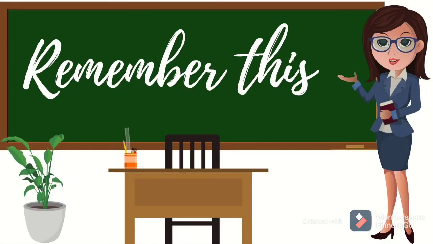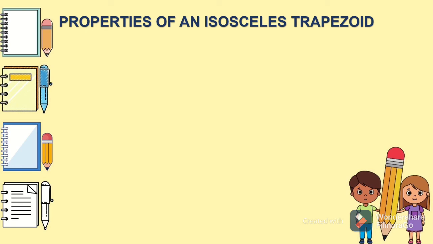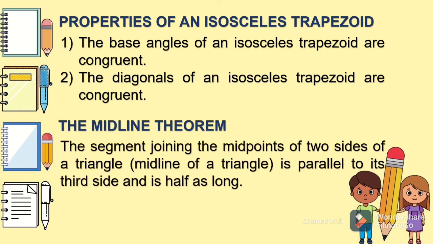Remember this. Properties of an isosceles trapezoid. First, the base angles of an isosceles trapezoid are congruent. Second, the diagonals of an isosceles trapezoid are congruent. The midline theorem: the segment joining the midpoints of two sides of a triangle, which is the midline of a triangle, is parallel to its third side and is half as long.